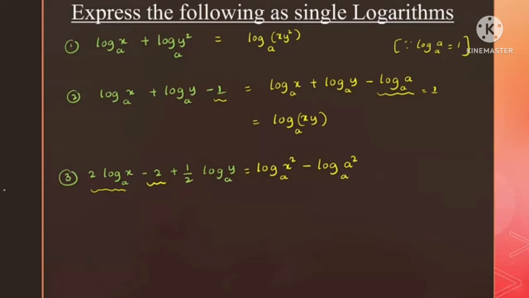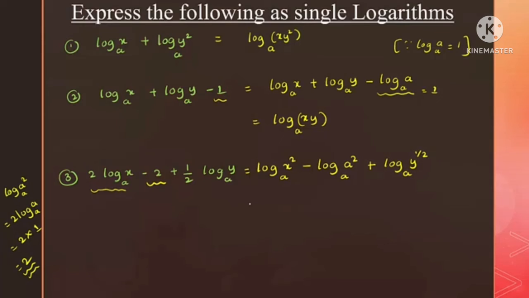Observe here, log a square to the base a is equal to 2 log of a to the base a, 2 into, when base and argument are the same, it is equal to 1. So 2 into 1 will be 2. That means in place of 2, I am going to write log a square to the base a, plus the remaining is log y to the base a. So 1 by 2 we can take to the power, so we can apply the third rule. So log y raised to 1 by 2 to the base a.